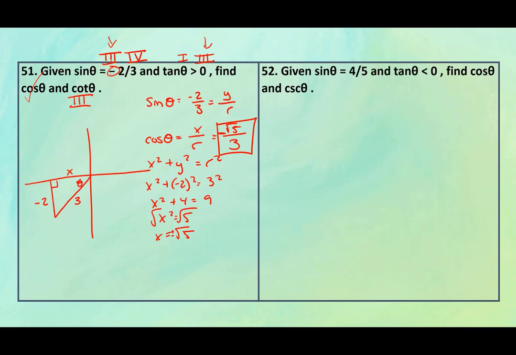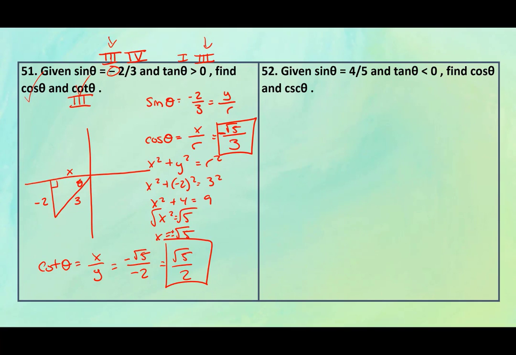Now we found cosine. Now we just need to find cotangent. Cotangent is equal to x over y. So our x is negative root 5, and our y is negative 2. So we have negative root 5 over negative 2. That's going to give us positive root 5 over 2, which makes sense because cotangent is positive in the third quadrant. So our answers here were negative root 5 over 3 for cosine and positive root 5 over 2 for cotangent. So we've answered both of our questions here.